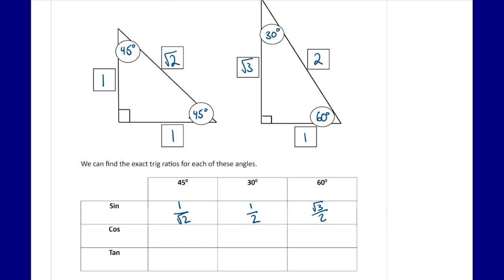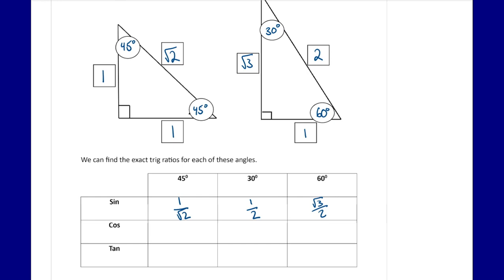So all we're doing is using the angles in these special triangles to help us figure out what the sine of certain angles would be. Usually they're common angles like the 45, the 30, and the 60. For cosine, it's going to be the same idea. Look at 45. So cosine is adjacent over hypotenuse. So in this case, 1 over root 2. So again, same thing as the sine of 45.